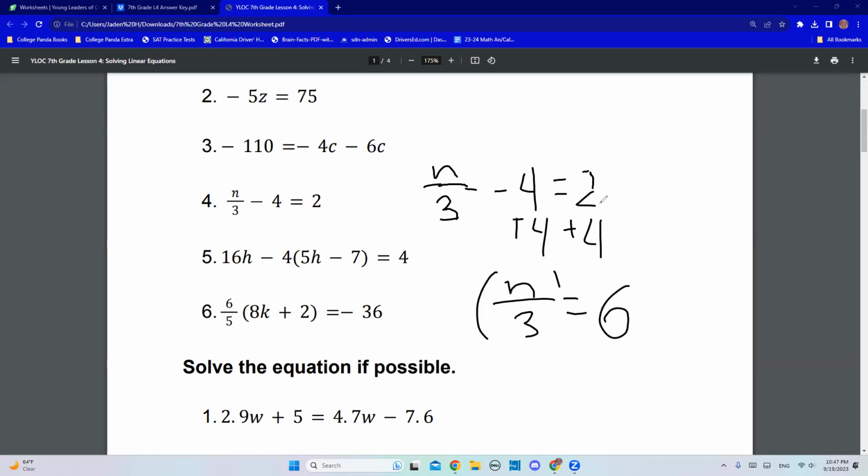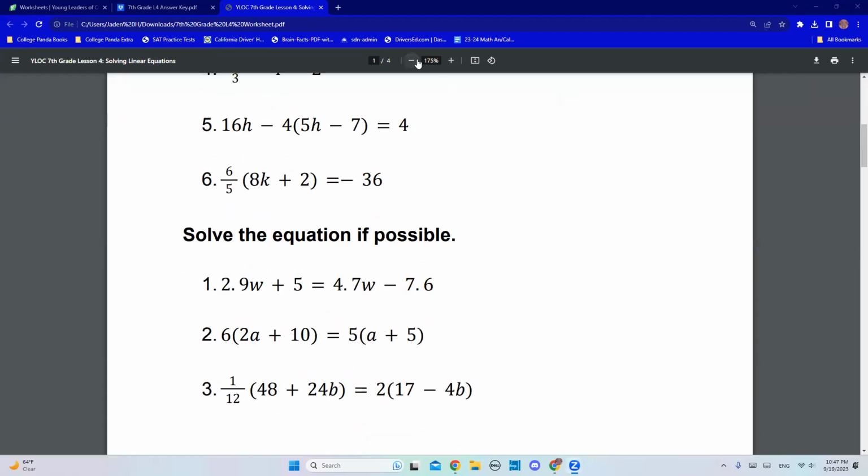And now we multiply 3 to both sides. Since you can think of n over 3 as 1 out of 3, so 1 out of 3 times 3 is 1. So n equals 18. All right, let's try out the next set.